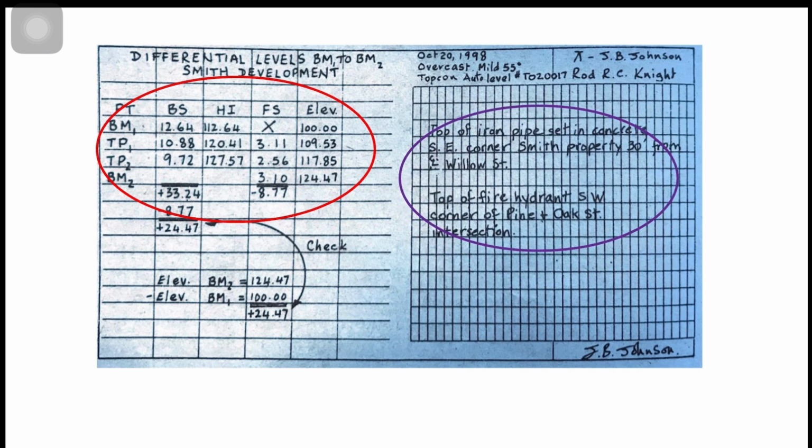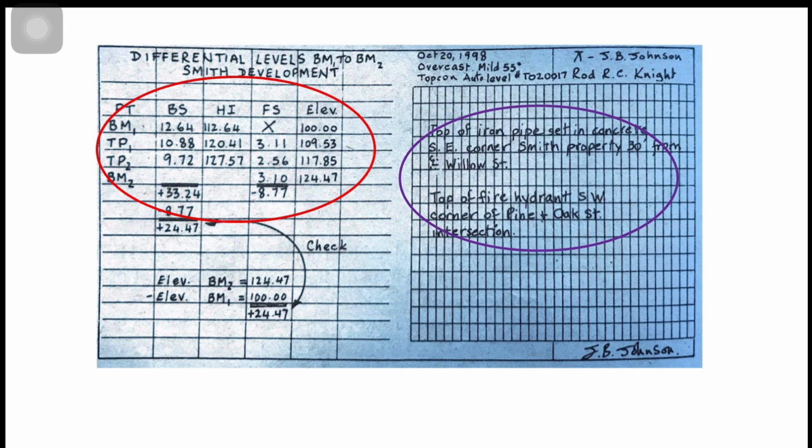Now, let's connect this to our earlier lesson on benchmarks. A benchmark is a fixed permanent point of known elevation. If you don't mark it clearly in the field, your reference point can be lost and all your leveling work will become useless. Why do we mark benchmarks?